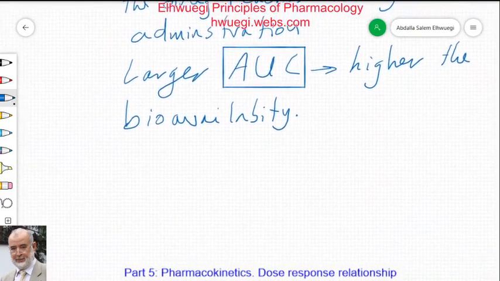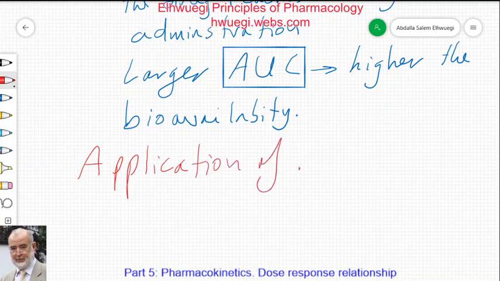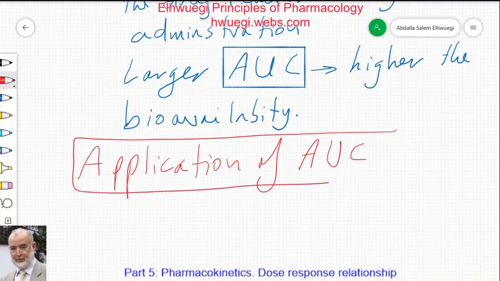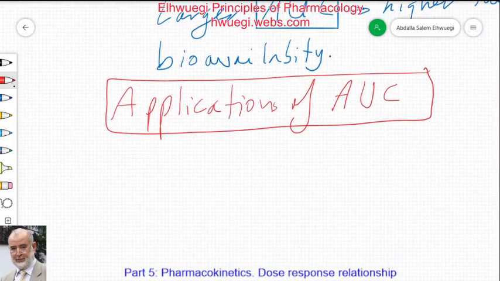So, what are the applications of the area under the curve? What is it used for clinically? There are many applications, many uses. I will concentrate only on 3 applications which are very important in pharmacology.